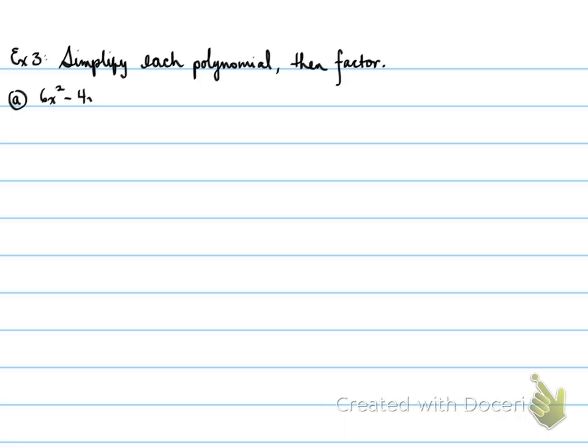Moving on. Another example. Simplify each polynomial, then factor. So, you're going to be given a giant polynomial that you have to simplify. That is, collect like terms. Once you collect the like terms, you can then common factor. So, what does that mean? Well, first collect the like terms.